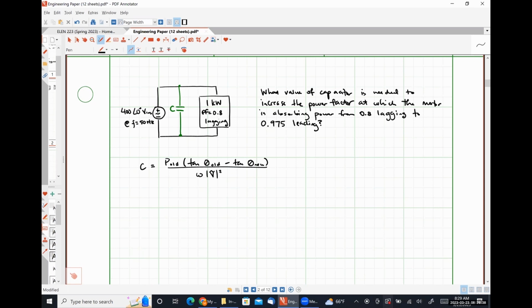So which of those things do we already have? So we don't have theta old specifically, but we can get it pretty easily, right? So let's do that. So how are we going to find theta old based on the information that I've given you?